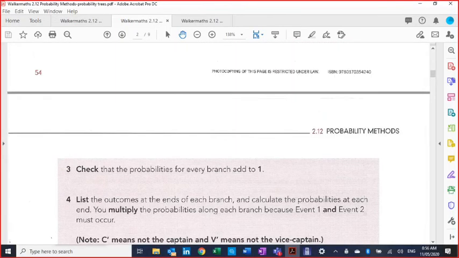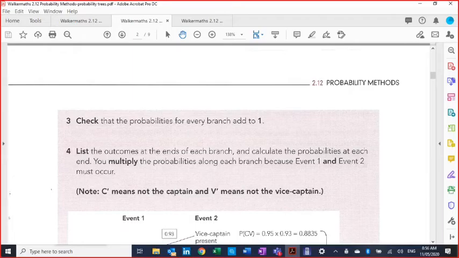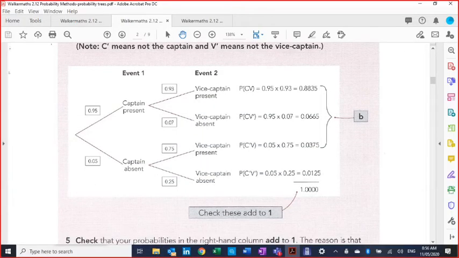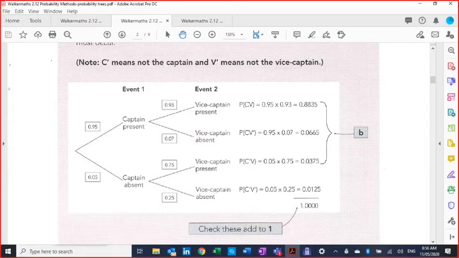Okay? Check that the probabilities for each branch add to 1, and then at the end, list all of the outcomes for each branch and calculate the probabilities at the end. You multiply along the branch, right? Because it's an and statement. So here's what I mean by the probabilities at the end.